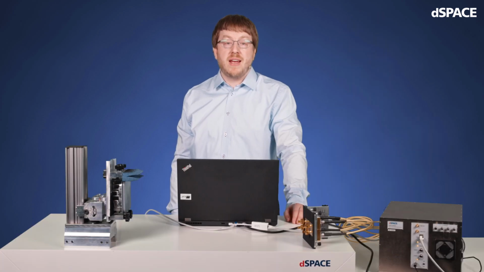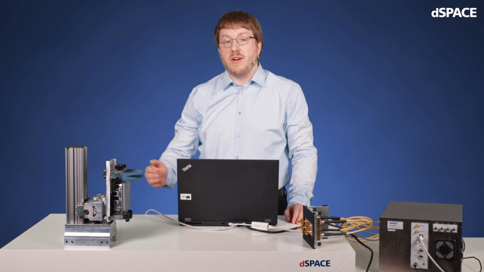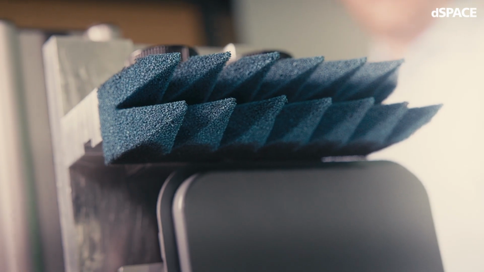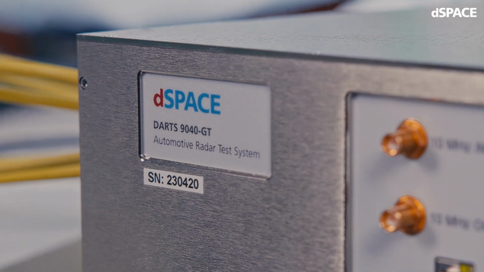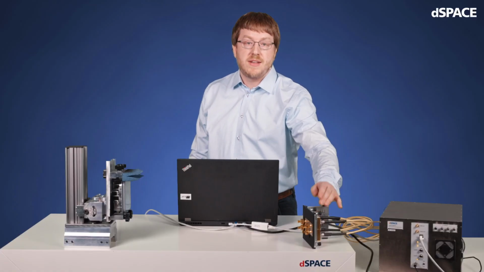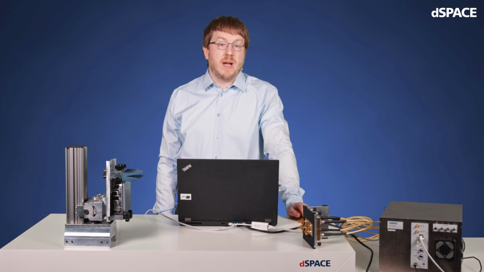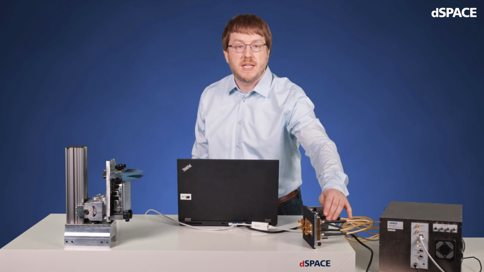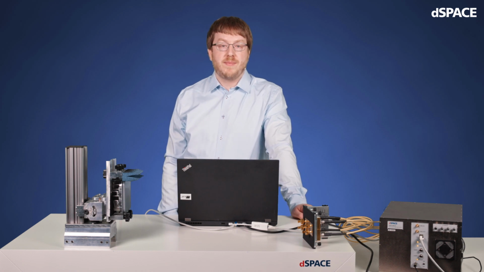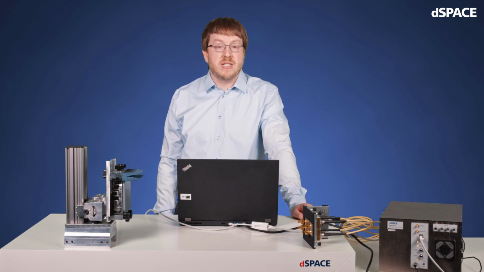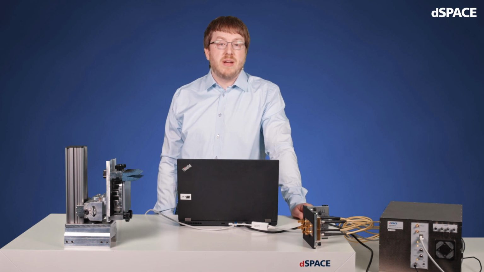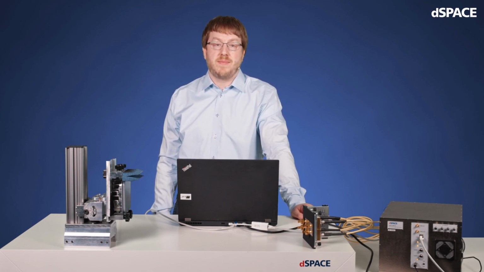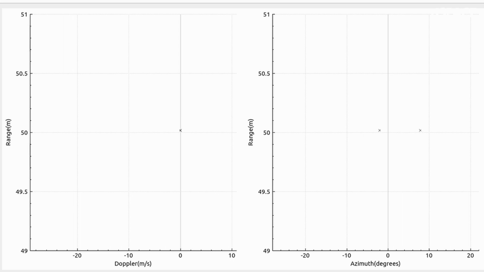As a demonstration, I have set up a basic system for radar separation testing. It consists of the radar under test on one side. This is an automotive digital imaging radar from Unda, and the DARTS 9040 GT with its two front ends on the other side. The DARTS is currently set up to simulate one target with each of these front ends to allow angular separation testing. And if we look at the detections that the radar is perceiving, we can find the two simulated targets here. They are detected at the same range and the same Doppler velocity, but at different angles.